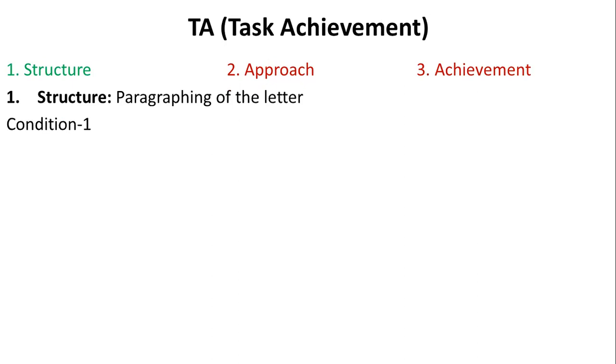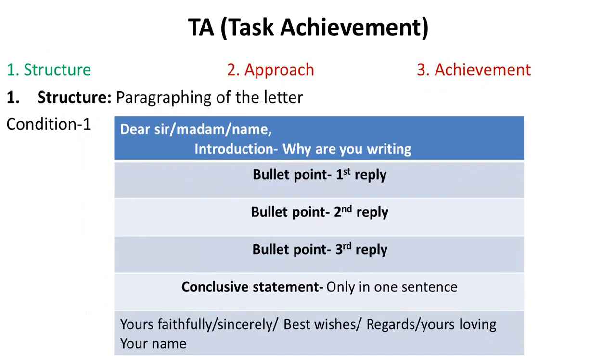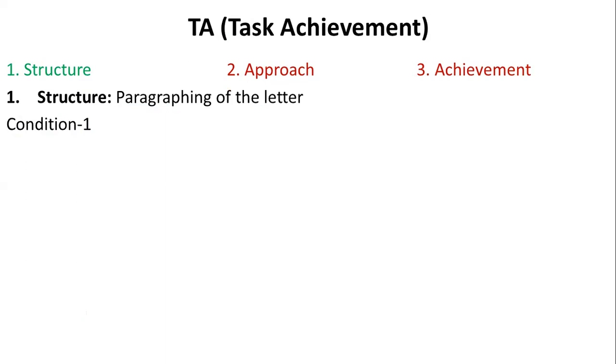Condition 1 is this. There are always 3 bullet points. In the structure of the task, paragraphing of the letter can be of 2 types, condition 1 and condition 2. It completely depends on bullet point first. How you will paragraph the letter will completely depend on what your bullet point first is.